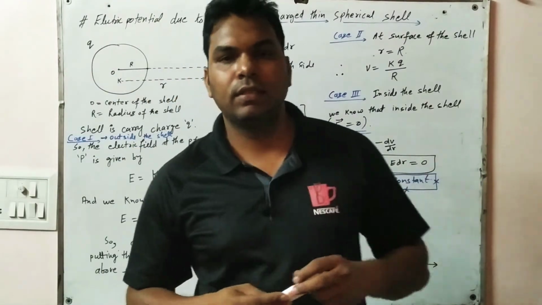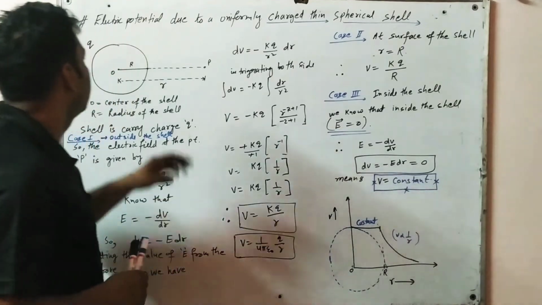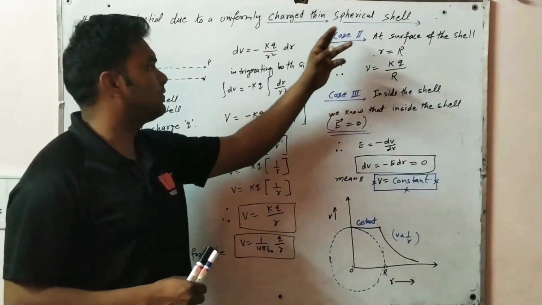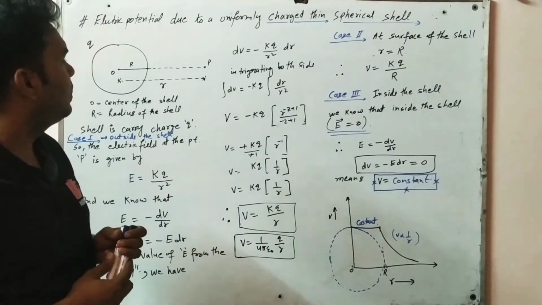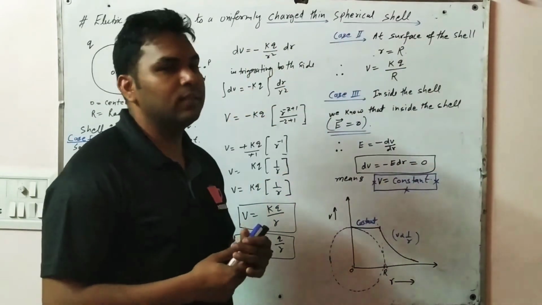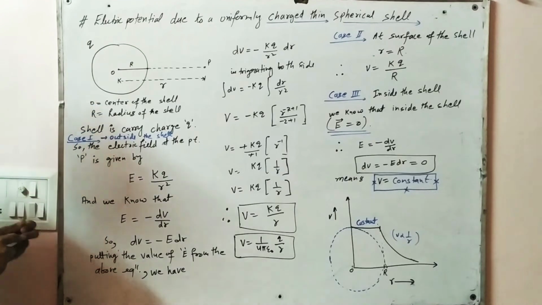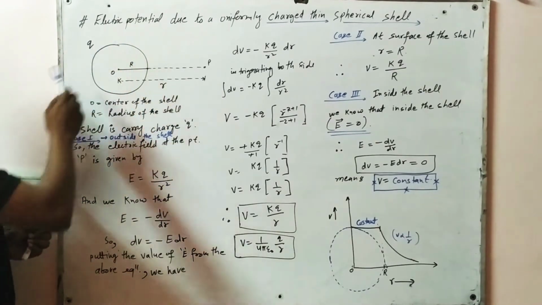Hello dear students, our today's lecture topic is the electric potential due to a uniformly charged thin spherical shell. So today we are talking about the potential due to a uniformly charged thin spherical shell. Here we are considering a thin spherical shell which is having a charge q on its surface.